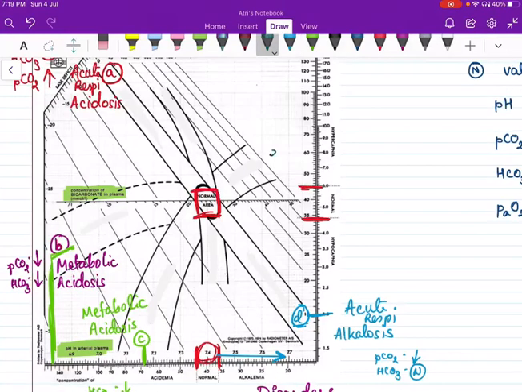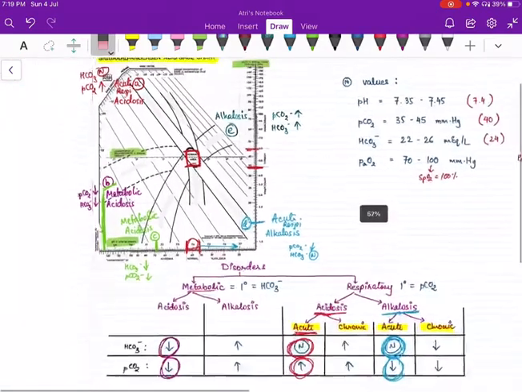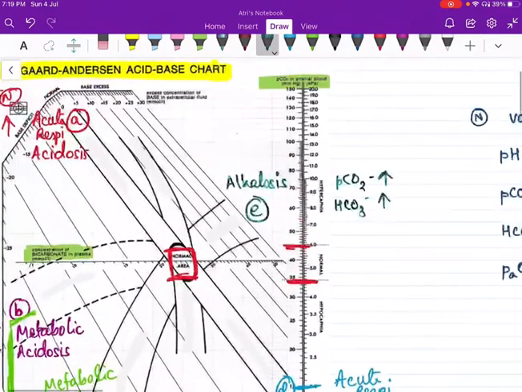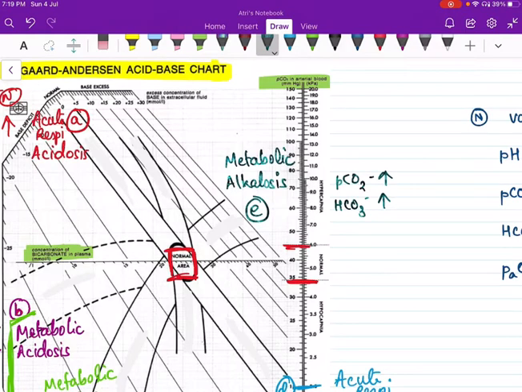Now if we come to point E here, again we will agree that this is alkalosis because pH is more than 7.4. What about PCO2 and bicarbonate levels? PCO2 raised, bicarbonate we have to trace it parallel to these lines. Bicarbonate is also raised. Now coming back to our chart, which is the condition where alkalosis is happening along with increased PCO2 and increased bicarbonate? Alkalosis. So our point E is metabolic alkalosis.